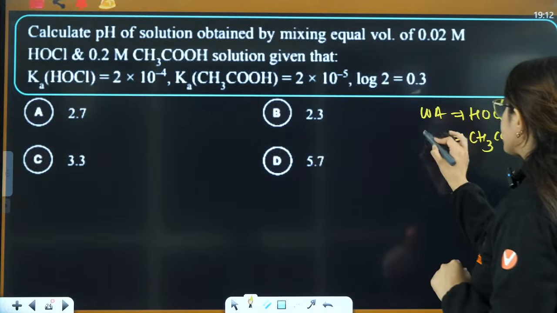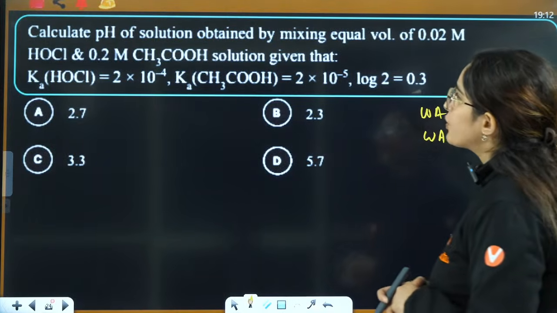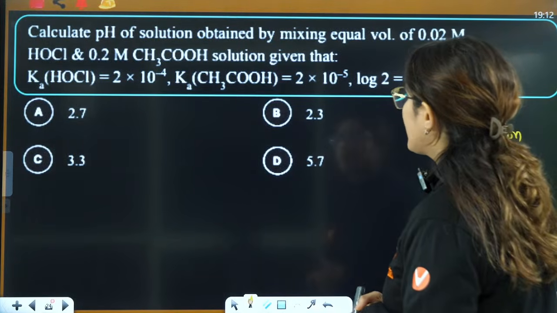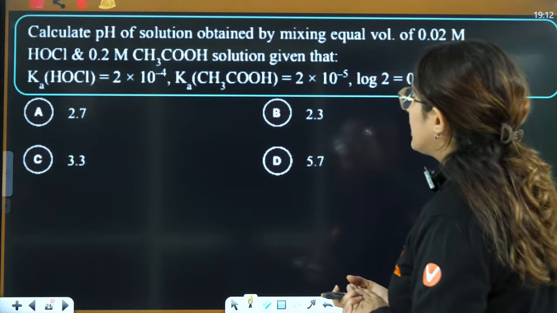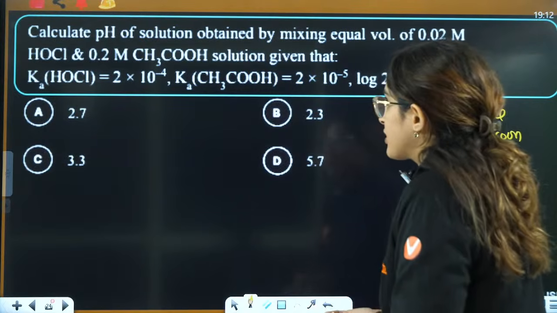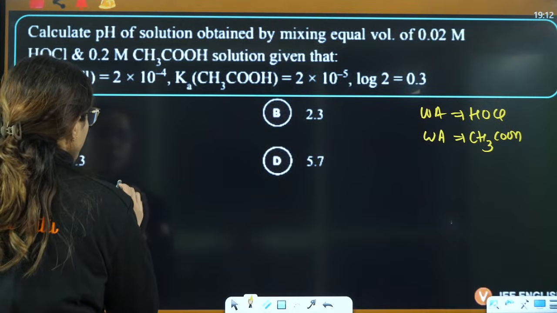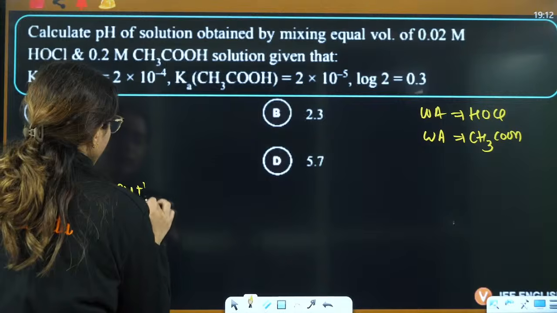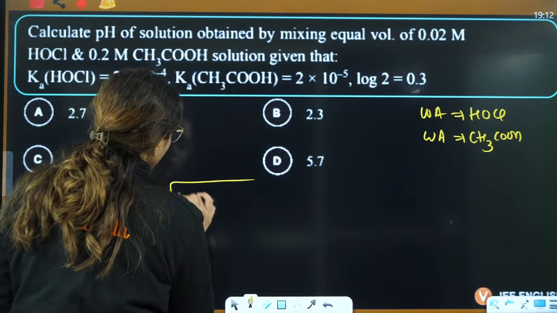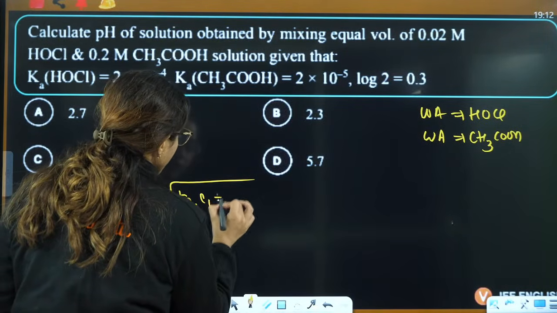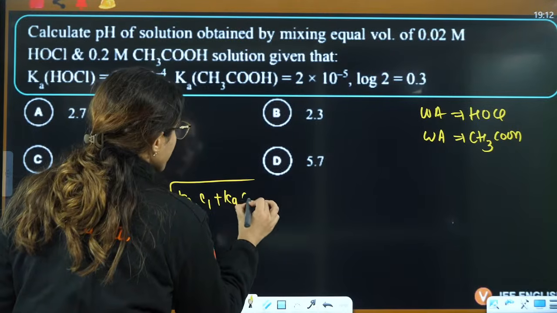CH3COOH is a weak acid. So here they have given you Ka for both. Then they are asking you the pH. Concentrations are also given to you. So pH is based on H positive concentration, which is quite simple here. That is given by the square root of Ka1 C1 plus the square root of Ka2 into C2.